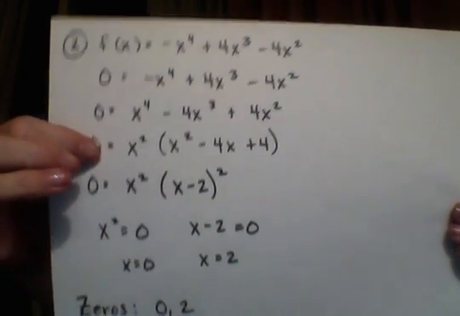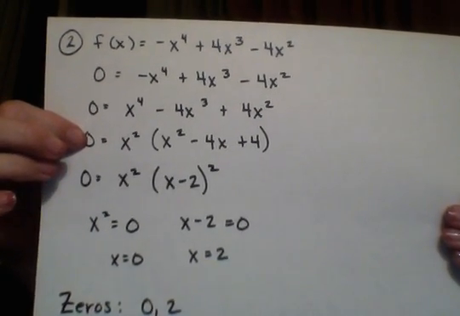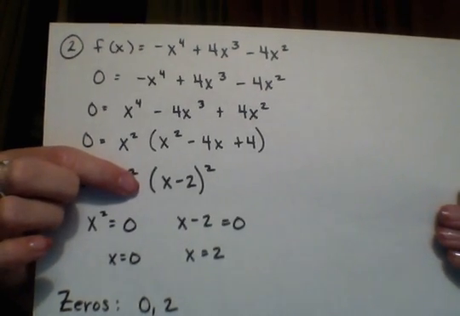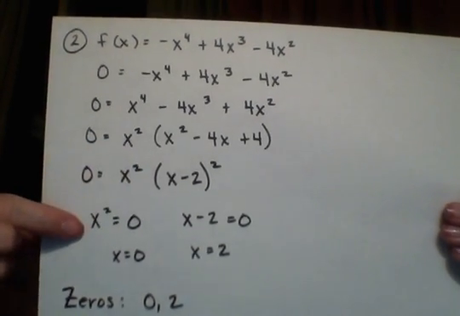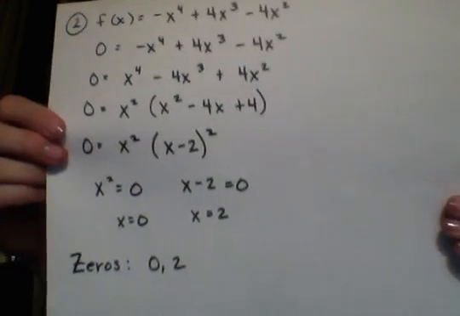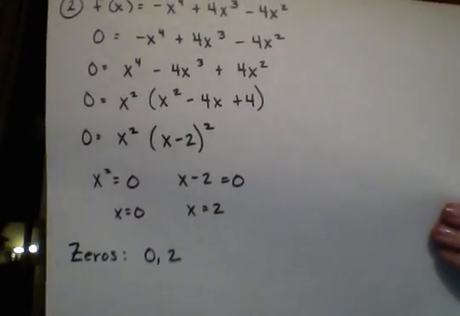So what I did first was take out the greatest common factor from all the terms, which is x squared. And then what was left over is factorable into x minus 2 squared. So we let x squared equal 0, we let x minus 2 equal 0, and we find out our zeros for this function are 0 and 2.